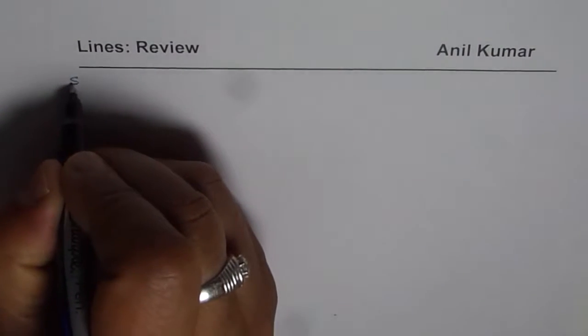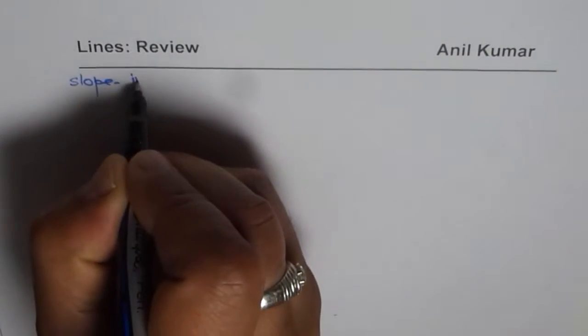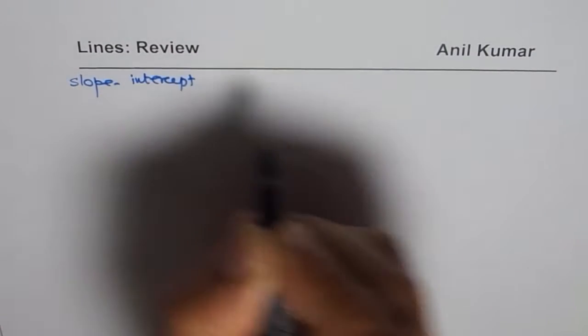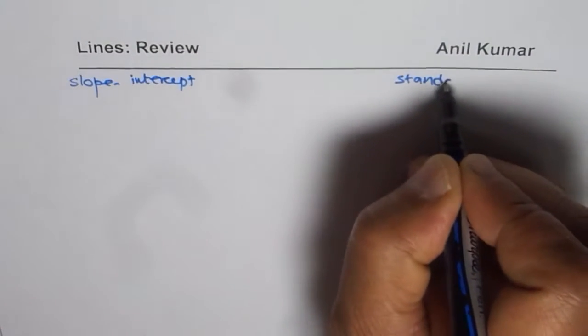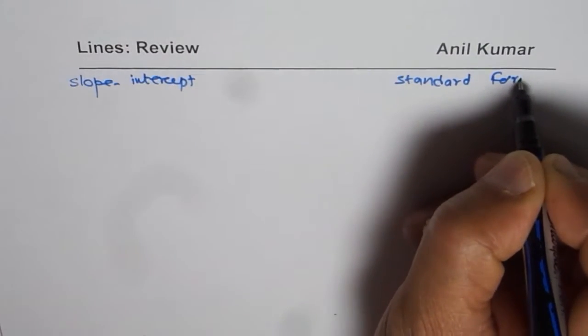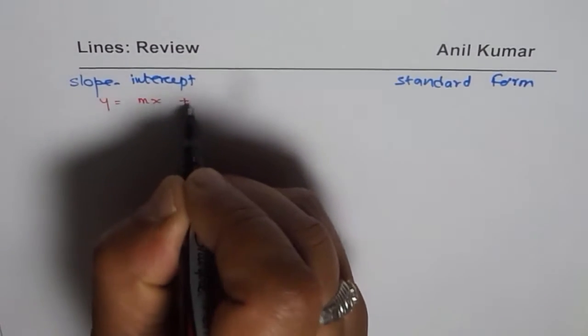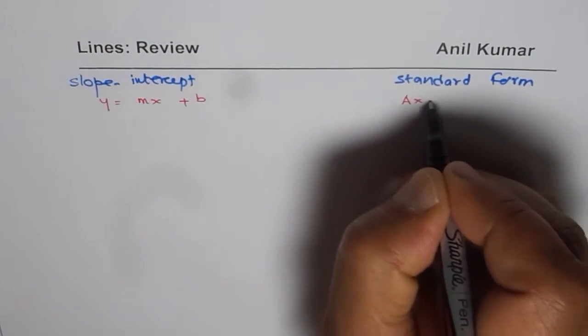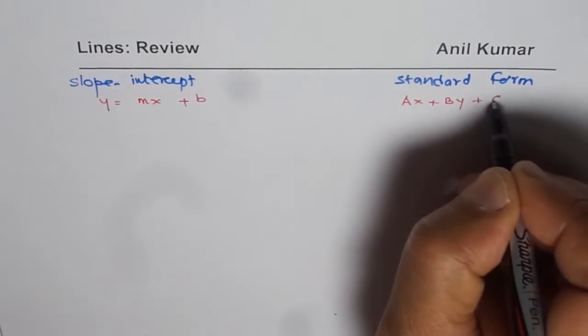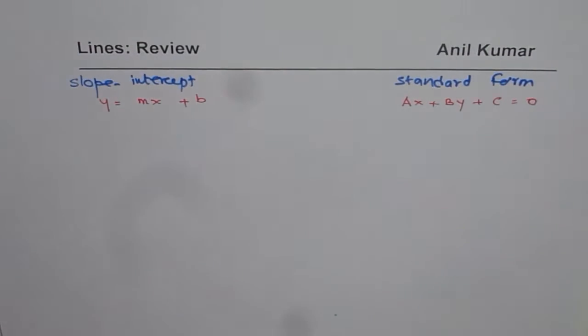I'm Anil Kumar, and in this video we'll summarize how to write equations of lines. In general, we write equations of a line in slope-intercept form or in standard form. Slope-intercept form is y equals mx plus b. Standard form is ax plus by plus c equals 0. These are the two forms in which we can write the equation of a line.